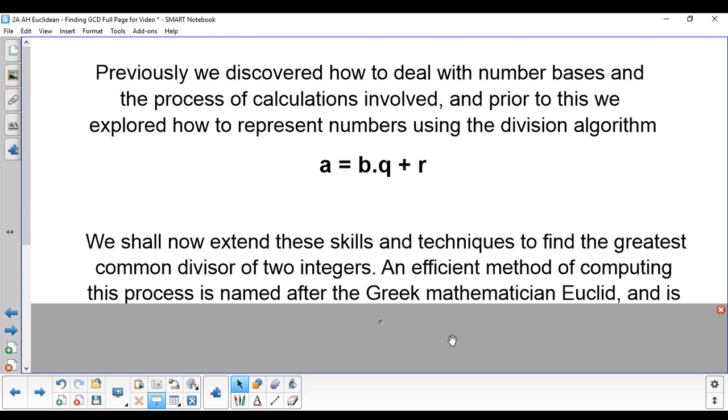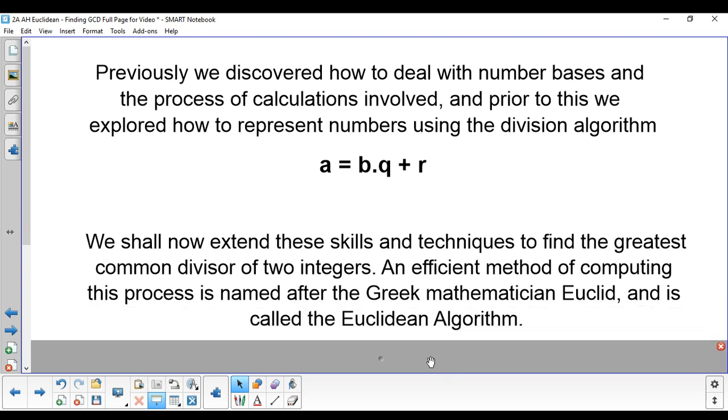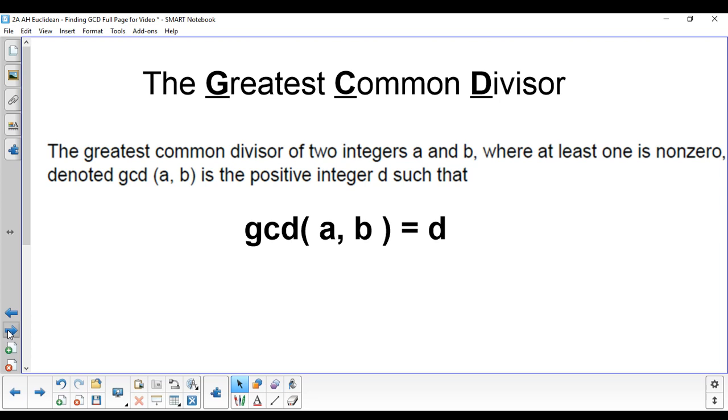An efficient method of computing is a process named after the Greek mathematician Euclid, often called Euclid's algorithm, but it's called the Euclidean algorithm. The greatest common divisor is the greatest common divisor of two integers a and b, where at least one is non-zero, and it's denoted by the positive integer d. So what it means is basically the largest number that can divide into them both, and you can't have a zero there, okay?